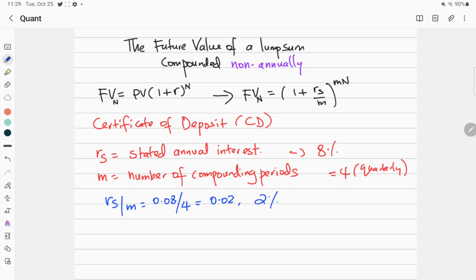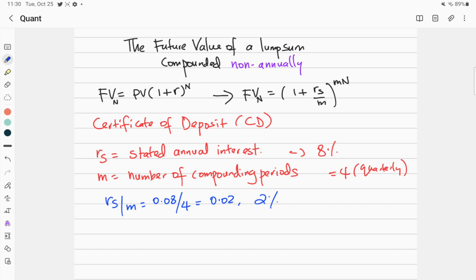So for this certificate of deposit, for this account that you're going to open with the bank, they will pay you 2% per quarter. Annually they say it's 8%, but since it's paid quarterly, that 8% divided by 4 means the discount rate is 2% per quarter. So Rs over m is simply the interest rate per compounding period.